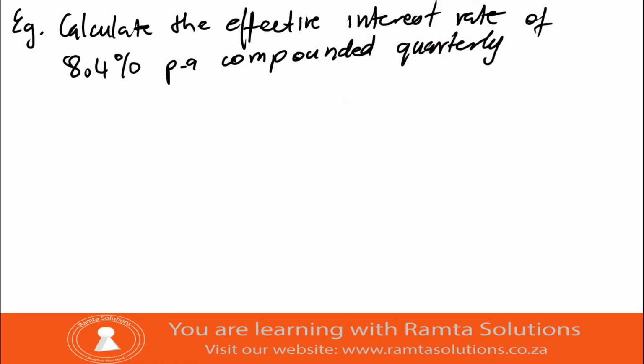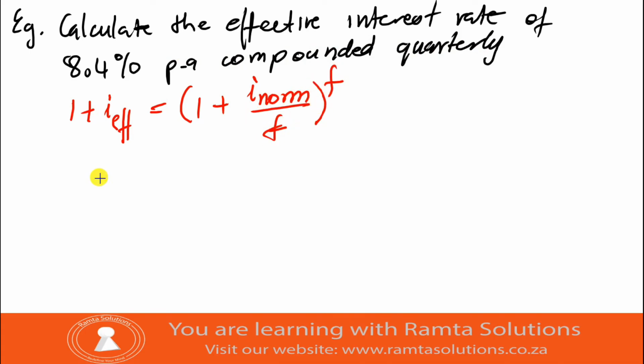Okay? So, remember what we had said. The formula was 1 plus i_eff equals (1 plus i_nom over f) to the power f. Right? Now, remember, the definition I gave you of nominal interest was that it is quoted more than once a year. So this is quoted quarterly. How many quarters do we have? We have 4 quarters.